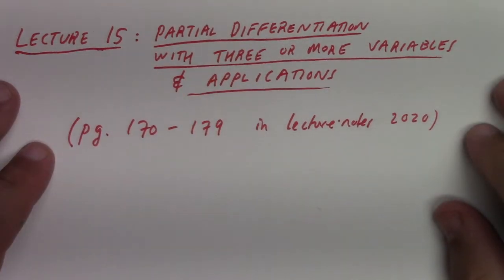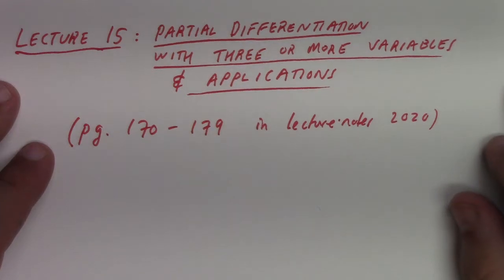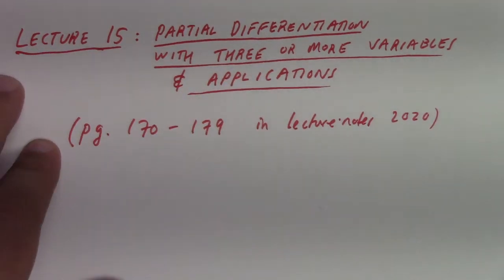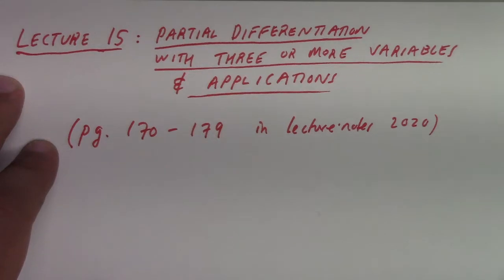Alright, so this is lecture 15 on partial differentiation with 3 or more variables and applications. This is pages 170 to 179 in the lecture notes from 2020, give or take. This should be a relatively quick lecture because essentially we're just doing what we did already, except instead of having 2 variables, we might have 3 or more.